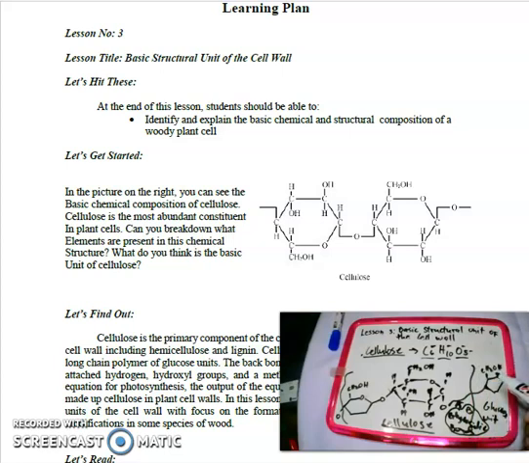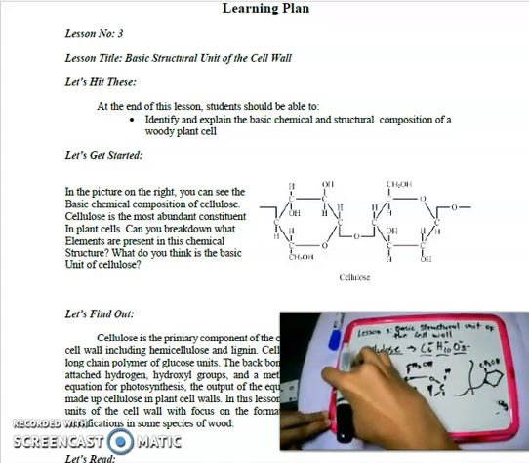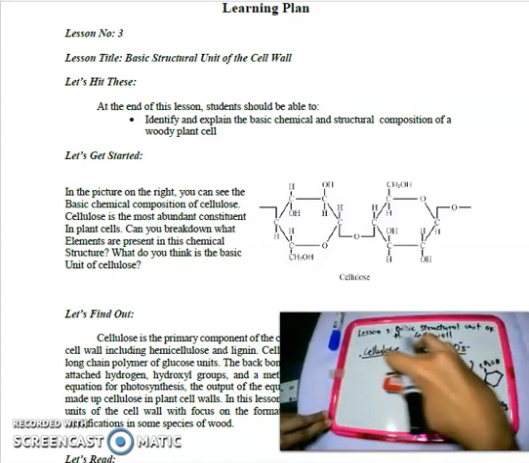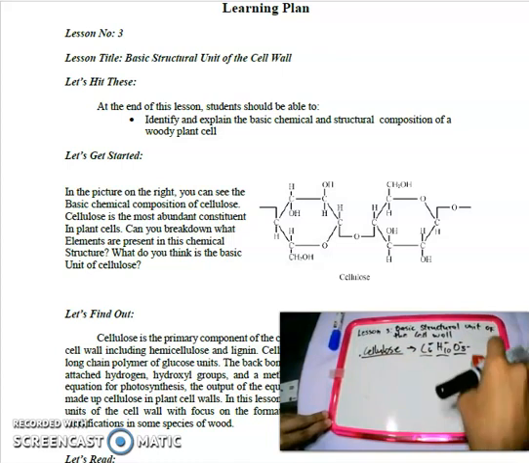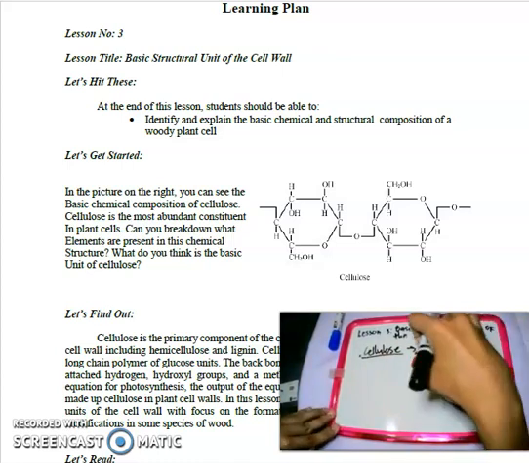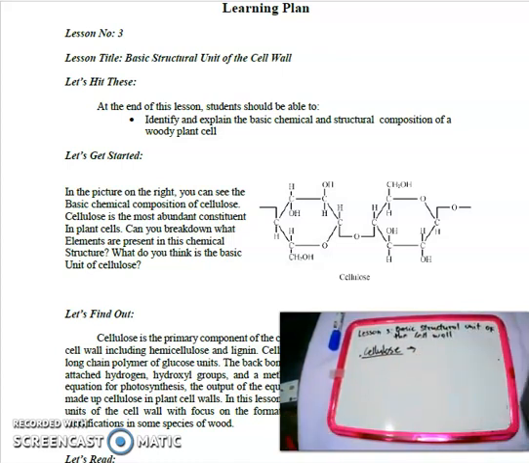Okay? Now just to make sure, we will review the chemical structure of cellulose. Okay, from the top. So again, cellulose is the primary component of your cell wall. 60 to 70% of your cell wall is composed of cellulose.